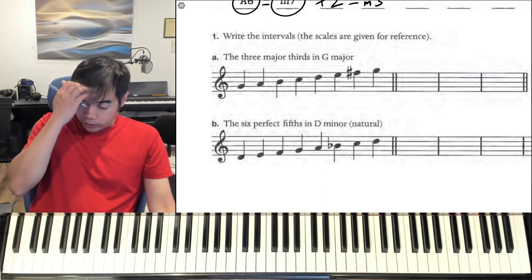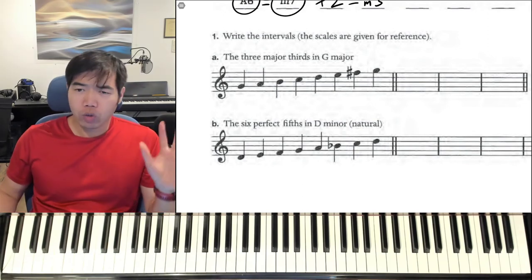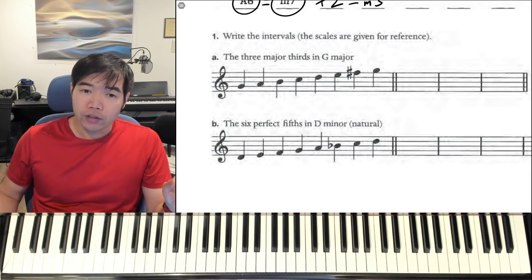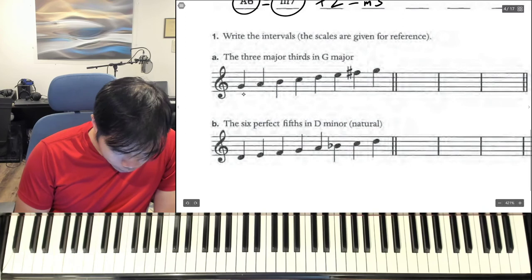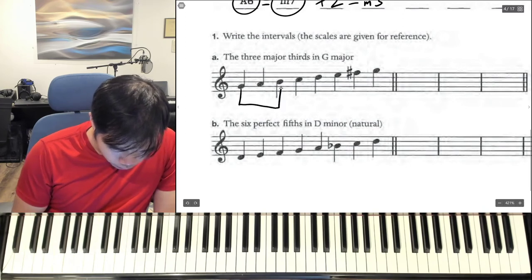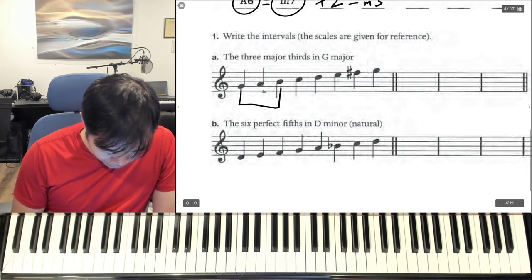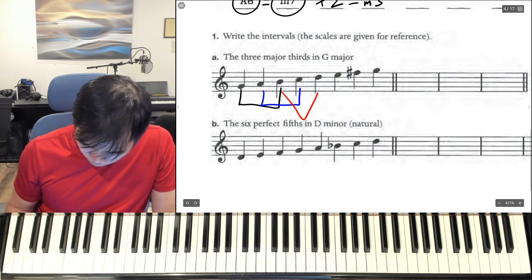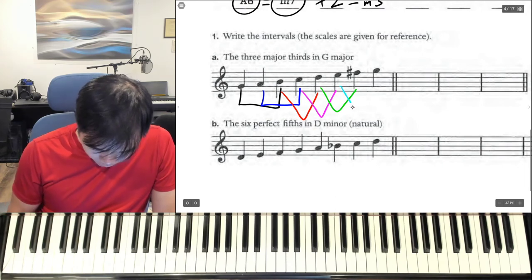Write the intervals, the scales are given for reference, okay? The three major thirds in G major. So what is it asking here? They're asking us to find the thirds that are actually major. All right, so how are we gonna do this? You're going to just look for thirds. Here's a third. G to B is a third. Another third is going to be A to C. Another third is going to be, maybe I should have did it this way, B to D, C to E, D to F sharp, and I'm running out of colors, E to G.